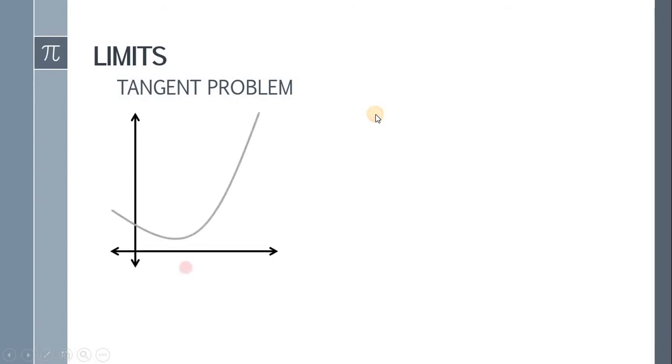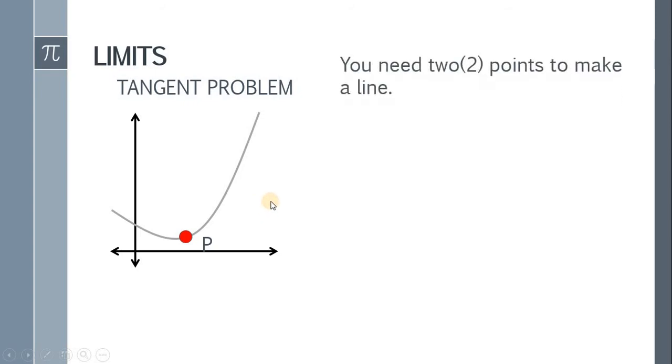So suppose, meron tayong curve line at meron tayong specific point. And let's call this point P. Now, ano yung goal natin? Yung goal natin is to make a tangent line dun sa curve. Now, you need 2 points to make a line. Isang point lang yung meron tayo. So, hindi tayo makakagawa ng tangent line. Hindi pa tayo makakagawa ng tangent line. So, ano yung gagawin natin? Magkikreate tayo ng another point at tatawagin natin siyang point Q and gagawa tayo ng isang line.